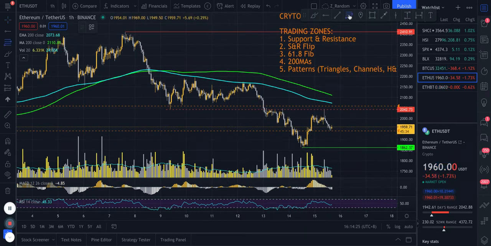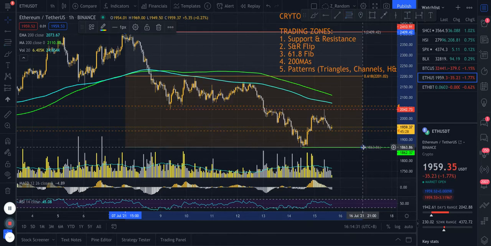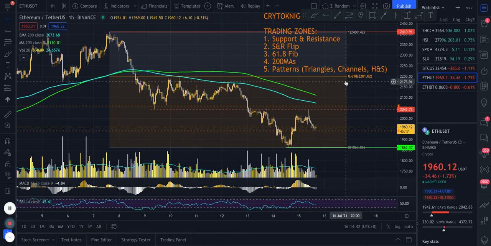So if we take the Fib tool, we pull it from the high to the low, and we might pull it from the low to the high if we were in an uptrend. But since we are seeing a downtrend, we pull it from the high to the low. And here's the 61.8 Fib at roughly 2200.